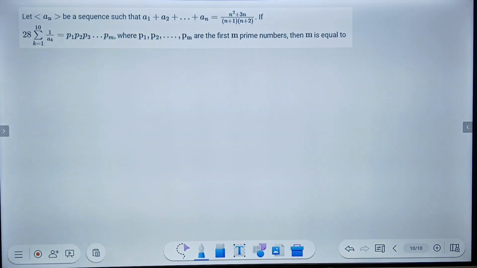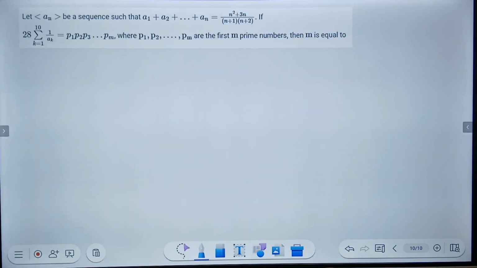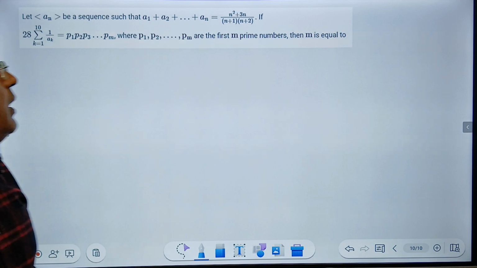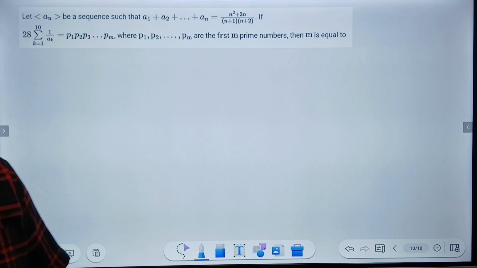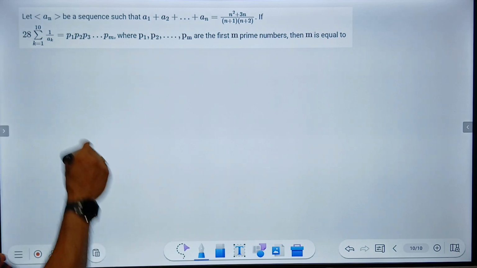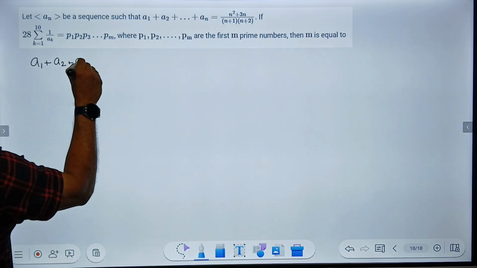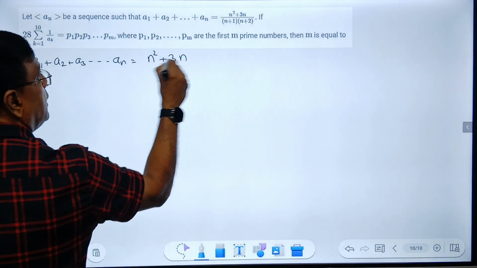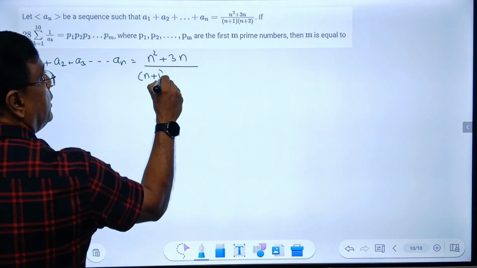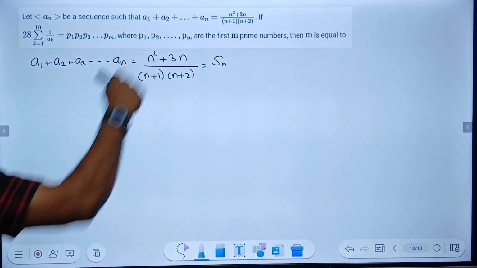Now it is given that an is a sequence where a1 plus a2 plus a3 up to an is this. I am expected to find 28 times sigma 1 by ak equal to product of primes. And I want to know how many such prime numbers are possible. Let us see. Now he has given a1 plus a2 plus a3 up to an. He has said it is n square plus 3n divided by n plus 1 into n plus 2. So I will call this Sn, sum of n terms.